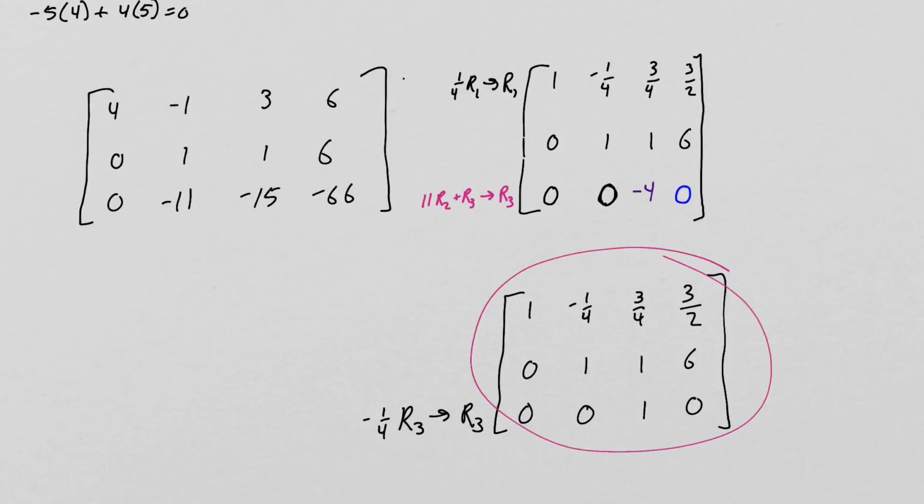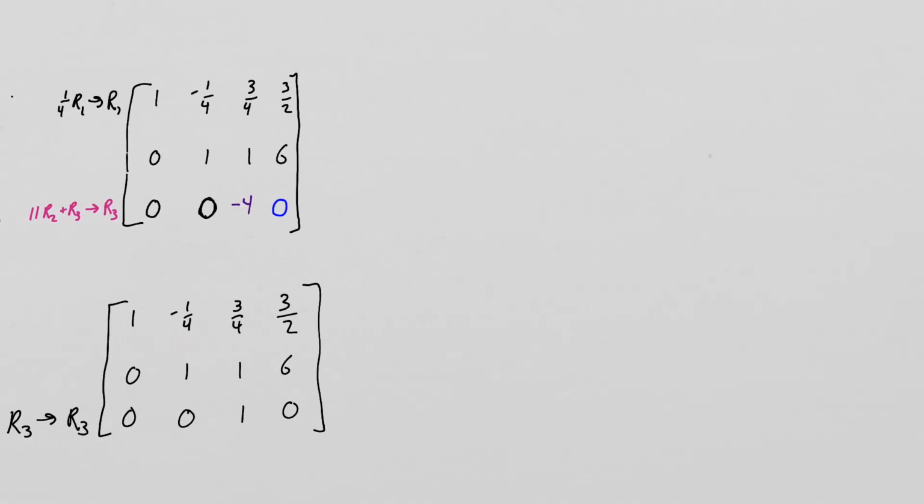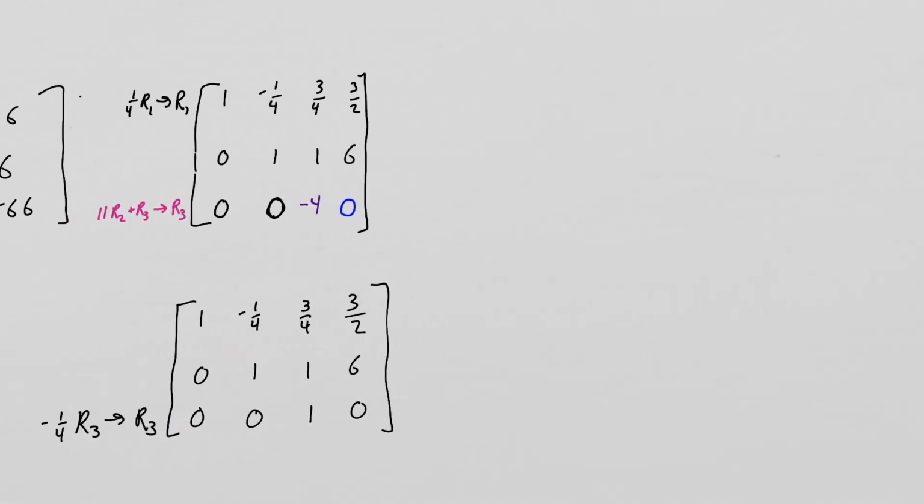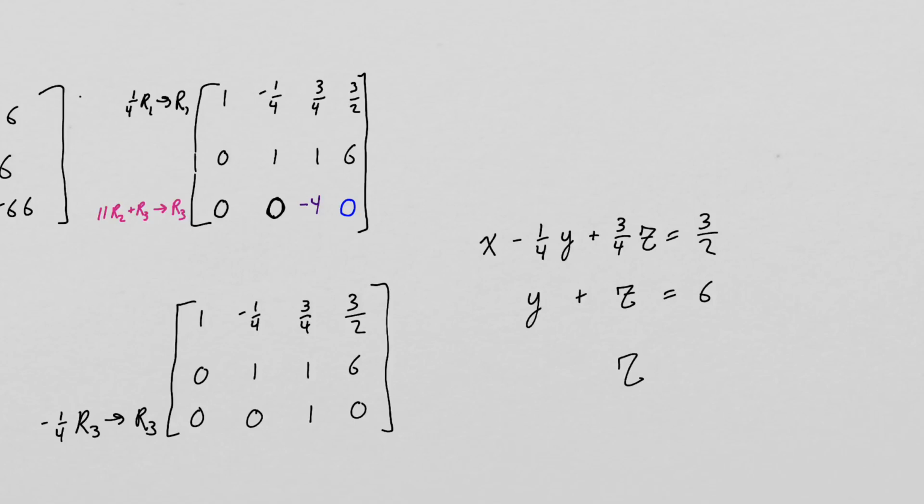Excellent. So we're going to then take this and write out the equations that this implies. So it implies the following equations: x minus 1/4 y plus 3/4 z is equal to 3/2. y plus z is equal to 6. z is equal to 0. So hopefully you can see the connection from there, there, and there.